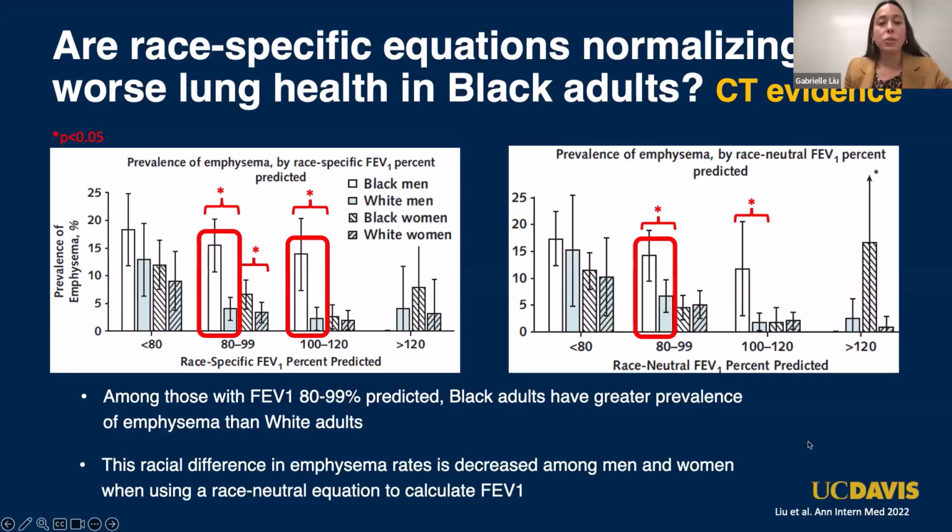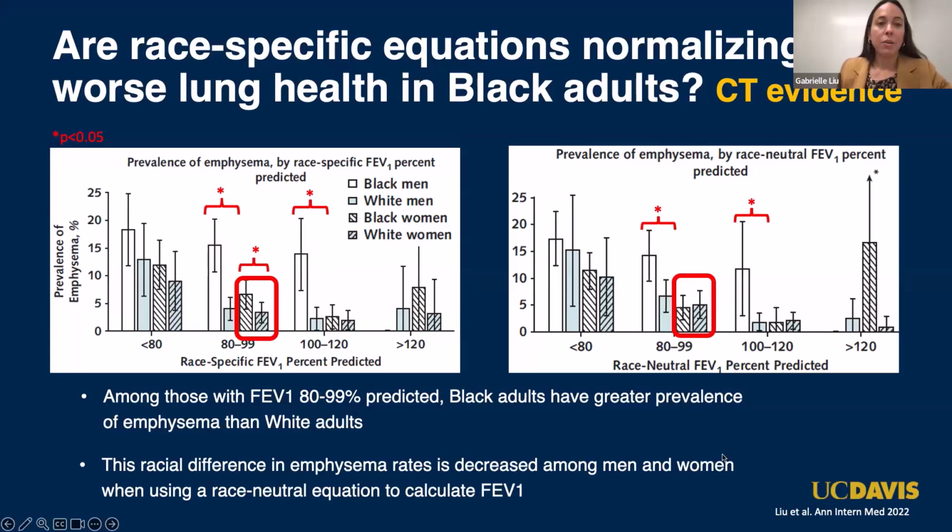When we then used race-neutral equations, the GLI Other equation, to calculate FEV1% predicted for both Black and white participants, we found that these racial differences in emphysema prevalence among people with an FEV1 between 80 and 99% were decreased. We had similar findings among women in this category, such that when we used a race-specific FEV1% predicted, Black women had higher rates of emphysema than white women.